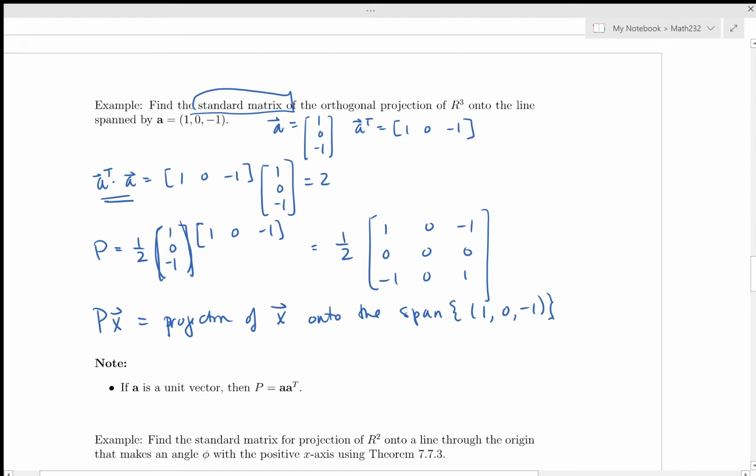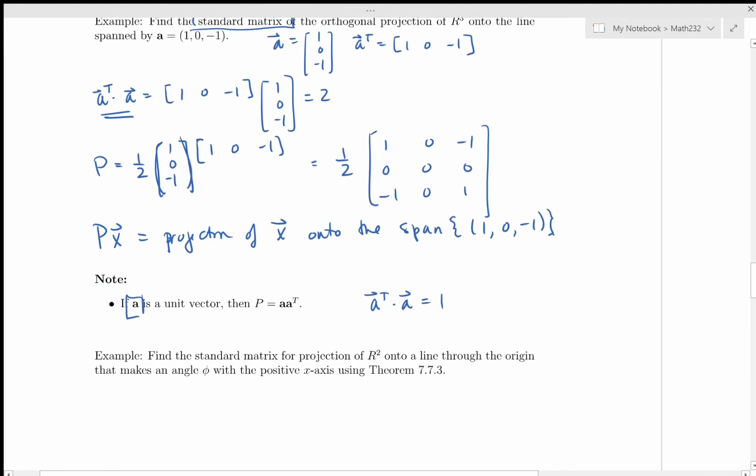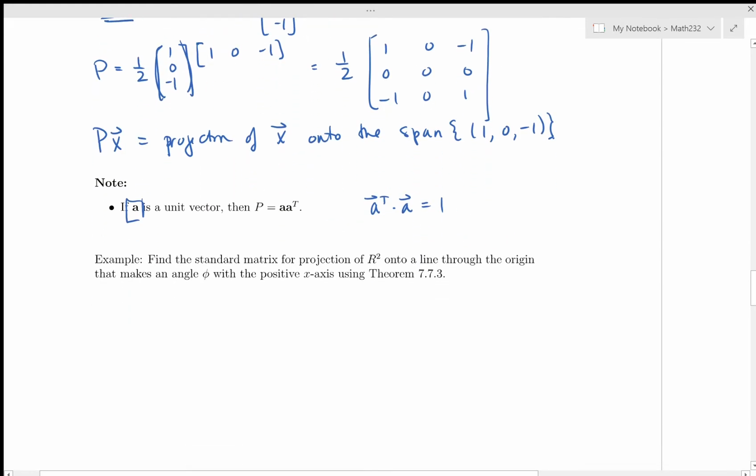If you're setting something up like this and you choose A to be the unit vector, so your line is the span of a unit vector, well, that makes things even faster because this A transpose dot A will be 1. So you don't have to worry about that. Okay, so let's go ahead and find the standard matrix for projection of R2 onto a line through the origin.